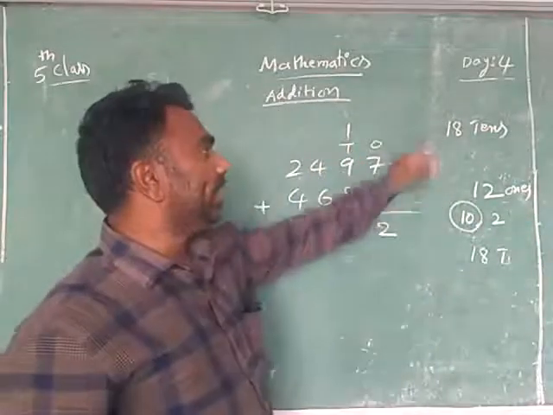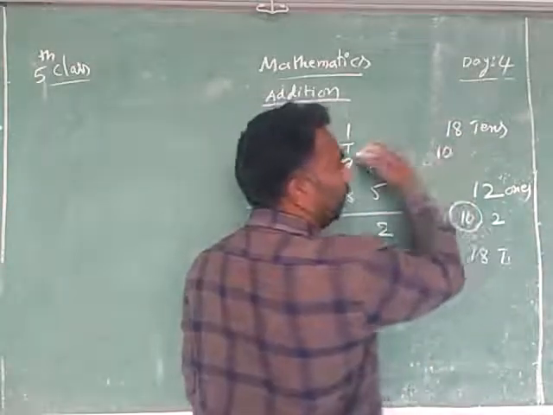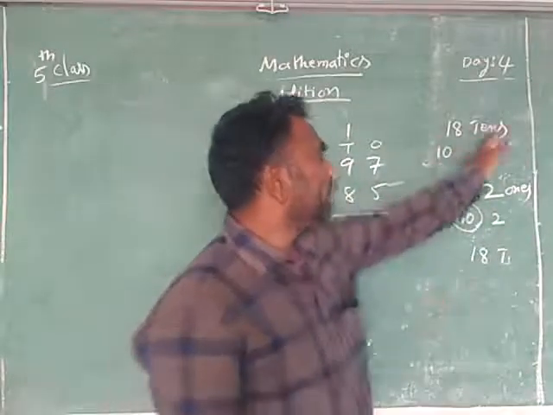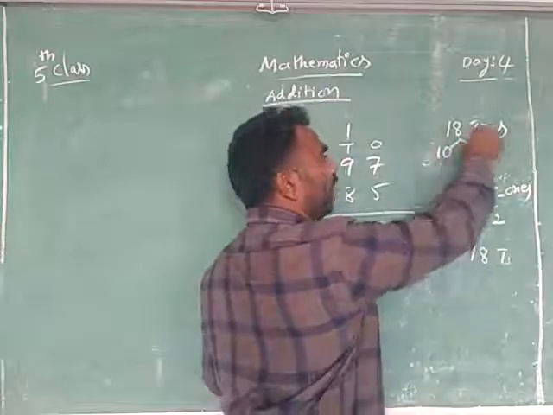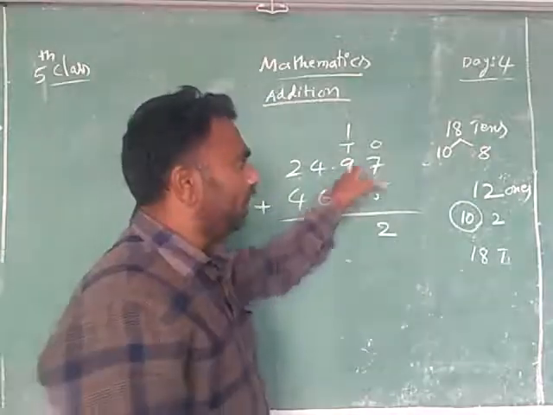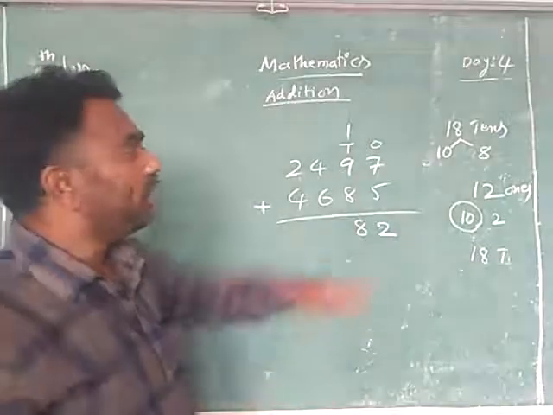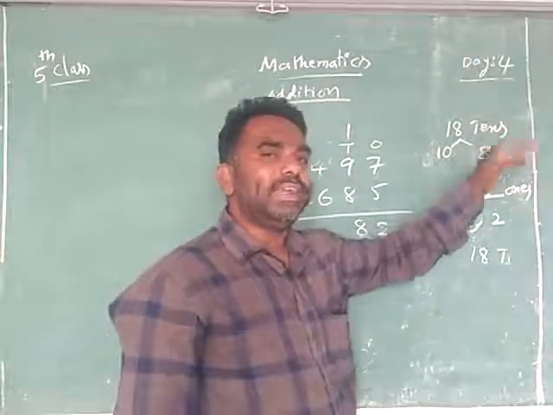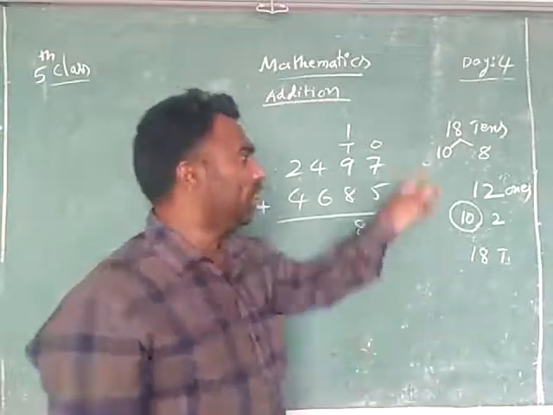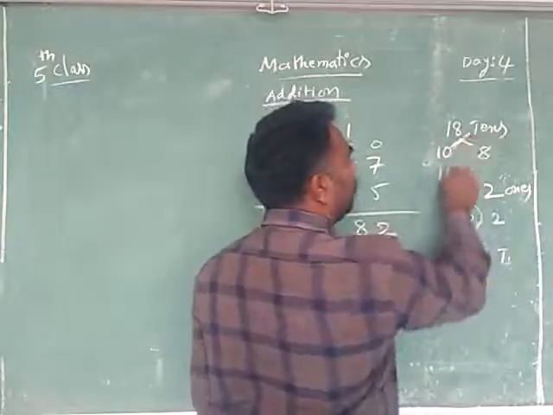Now what did you get? 18 tens. So here you will separate 10 tens and 8 tens. You will write 8 tens here in the tens place, so you write 8. How many tens are left here? 10 tens. 10 tens are 100, no? So 100 is left. 10 tens means 100.